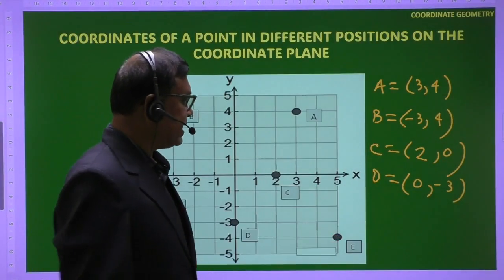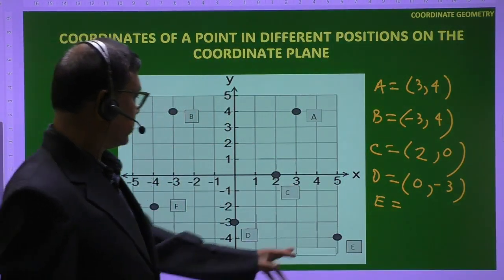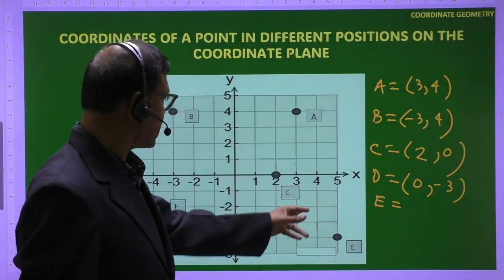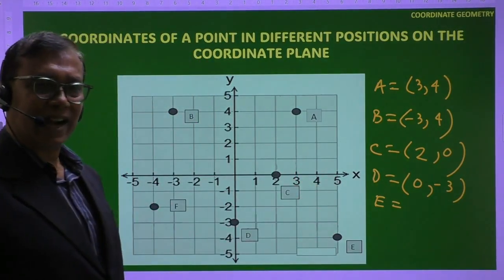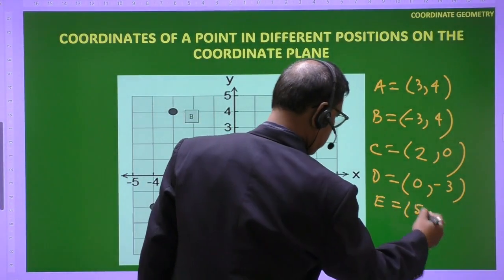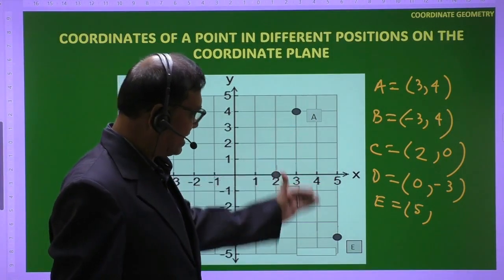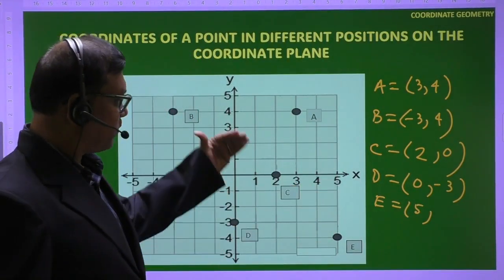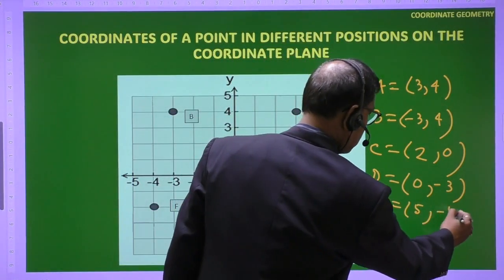Now come to the point E. From y-axis how much distance is it? 5. 1, 2, 3, 4, 5. And it is on the right side of origin. So positive value of x, that is 5, comma, what is the value of y? That is, from x-axis how much do I have? 1, 2, 3, 4. 4 units I have. And since it is below the x-axis, y will be negative. So that means minus 4.